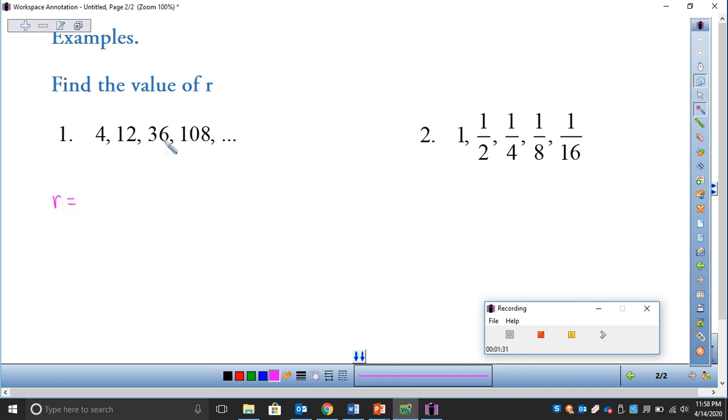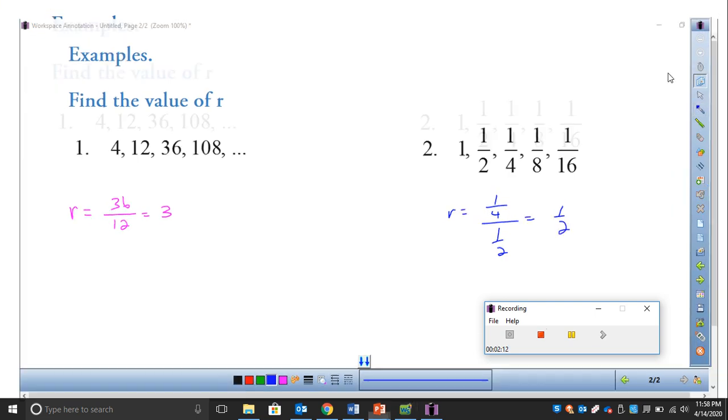Here's my ratio. I'm going to take 36 divided by the previous term, 12. 36 divided by 12 is clearly 3, so our ratio is 3. Same type of thing for number 2. Our ratio is going to be 1/4 divided by 1/2, which equals 1/2. So I go from one to the next: 1 times 1/2 is 1/2, 1/2 times 1/2 is 1/4, and so on. That's how we find our common ratio. Even if there are some where you don't know exactly what they are, I would recommend doing this real quick and making sure you're aware of what the ratio is.